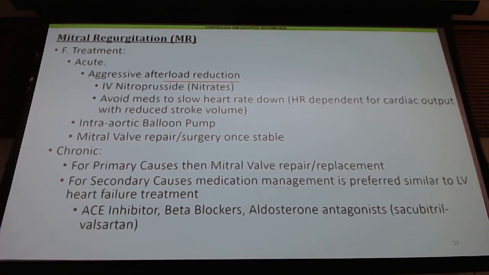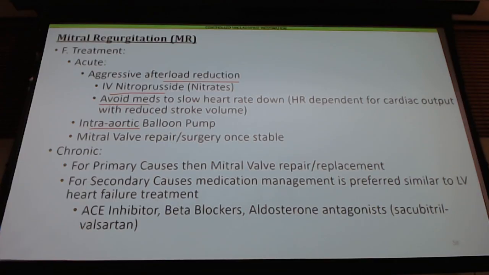And we can do that by doing like IV nitroprusside. We can do other more mechanical kind of things like intra-aortic balloon pumps. Let's bring them to surgery and fix that valve that's giving the problems in the first place. But we want to avoid meds that slow the heart rate down, like your beta blockers or your calcium channel blockers like diltiazem and verapamil.